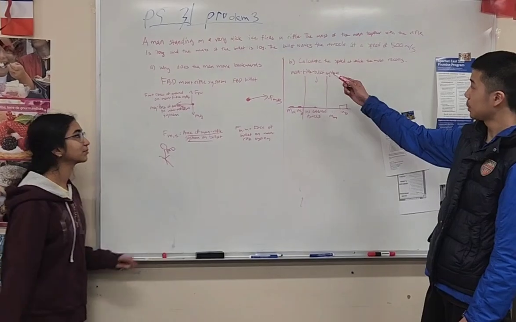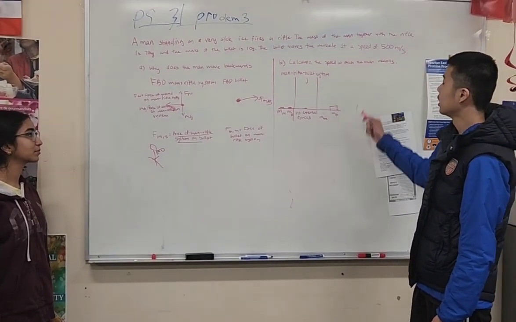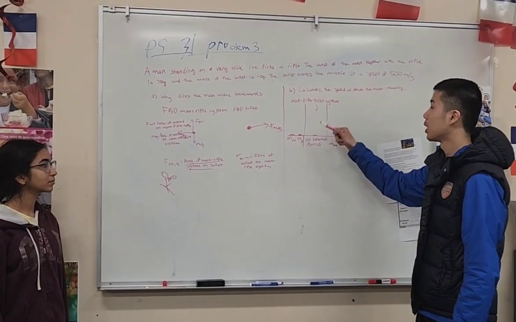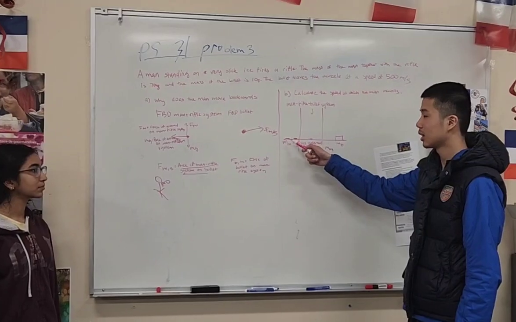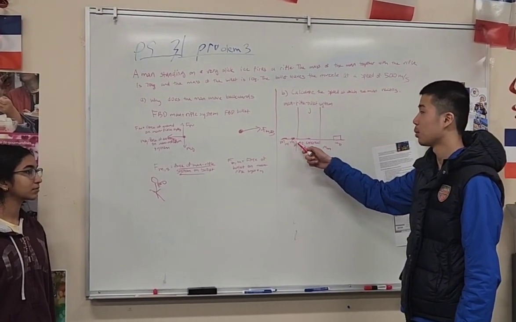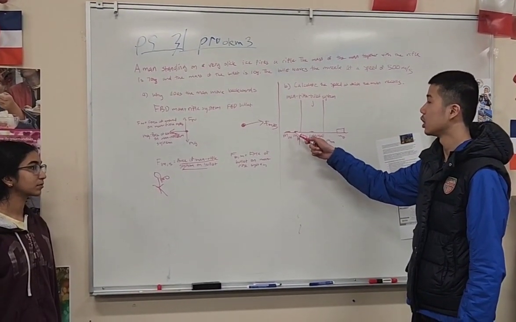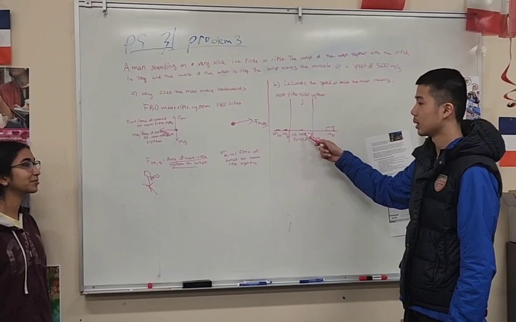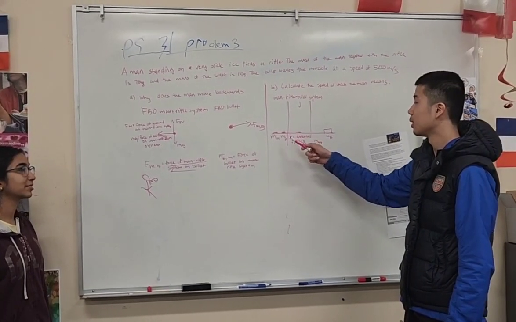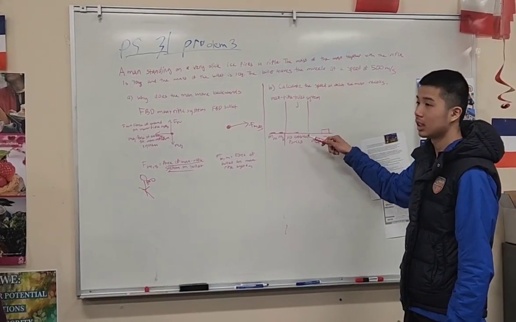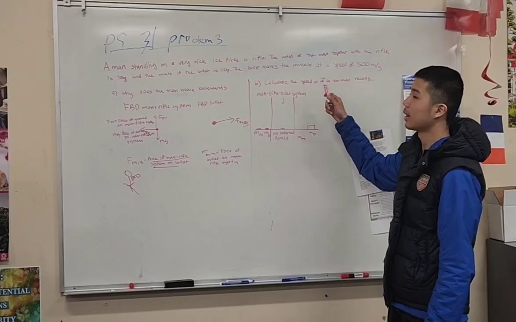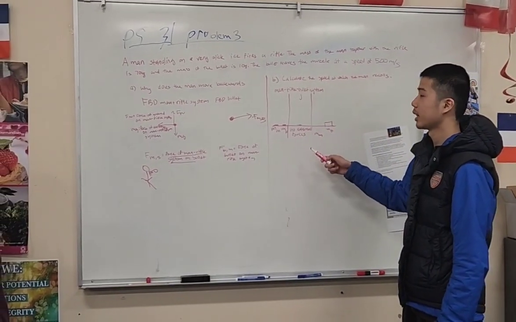B. Calculate the speed at which the man recoils. At first you have to draw the momentum bar chart. At the start, none of them are moving, so the bullet and the man have zero momentum. And there are no external forces here, because as mentioned in the problem, you're standing on very slick ice, so the force of friction is negligible.